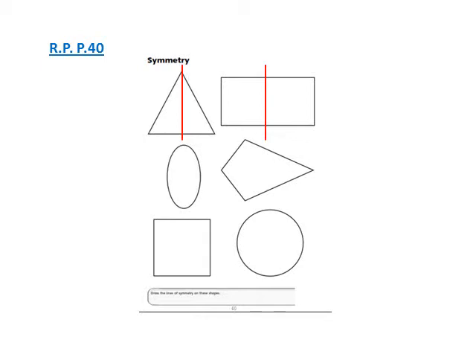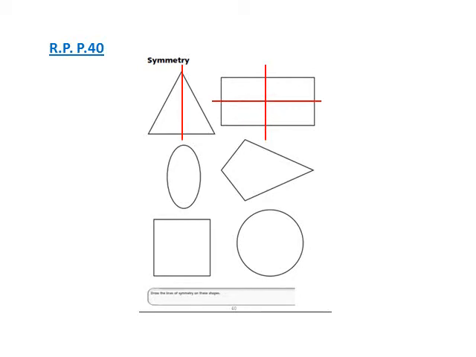Okay, can you draw another line of symmetry on this rectangle? Can I draw the line of symmetry in another way so that the rectangle is symmetrical? Think about it. You know that some shapes have more than one line of symmetry, like this rectangle. Already I drew this line of symmetry. What if I draw it like this? Is this a line of symmetry?